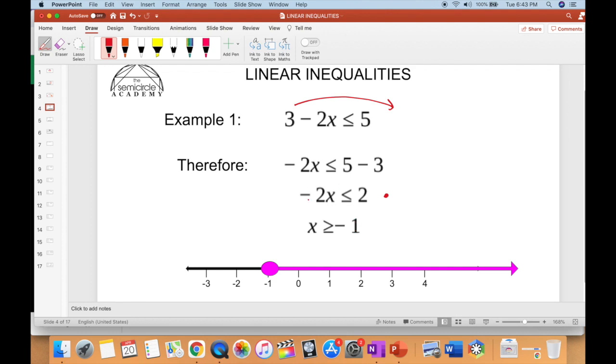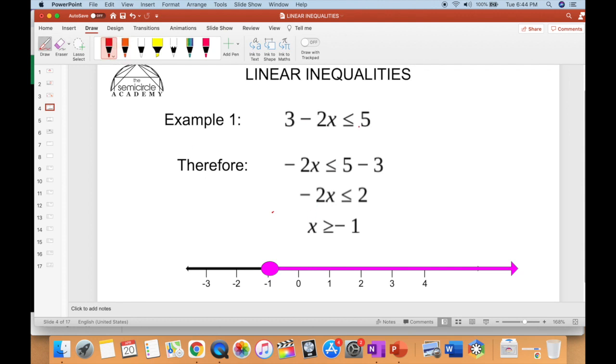But then we had to transpose the negative 2. And because it's a negative and it's a multiplication, it means that we really actually divided by negative 2 on both sides. And because of that, we actually had to flip the sign. So it's no longer a greater than, it's now a less than or equal to. So x is now less than or equal to negative 1 is the final answer.